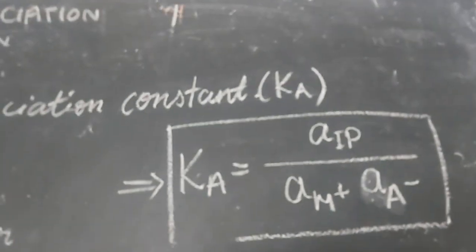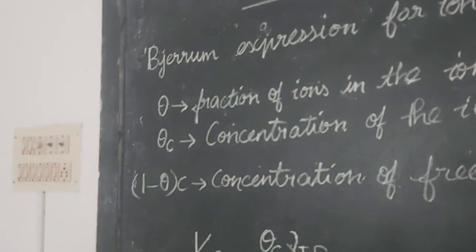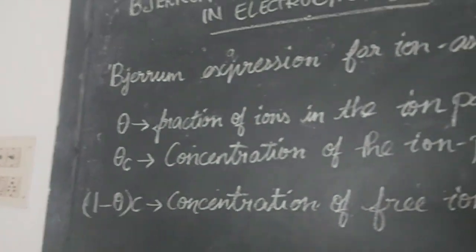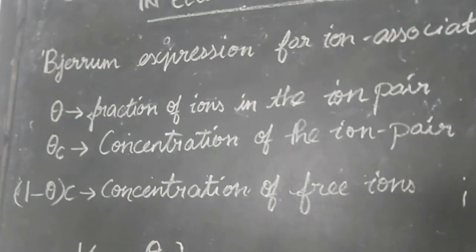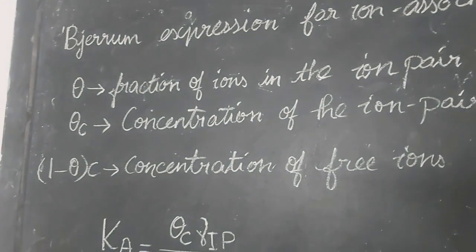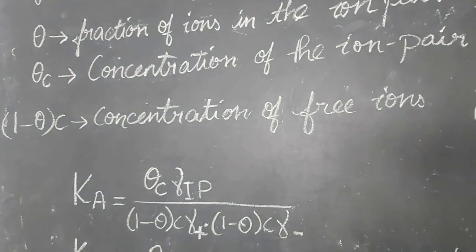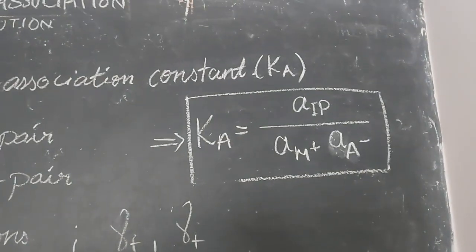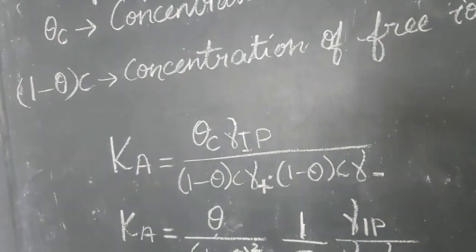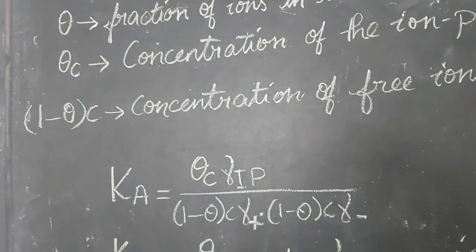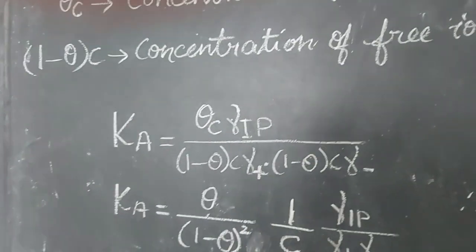And let us consider in this solution we have three types, that is c, theta c and 1 minus theta c. Theta is the fraction of ions in the ion pair. Theta c is the concentration of the ion pair which is formed due to the Coulombic force. 1 minus theta c is the concentration of free ions which is not formed as an ion pair. Let us derive this equation according to the concentration of the ion pairs, and Ka will become as theta c into gamma IP, meaning ion pair.